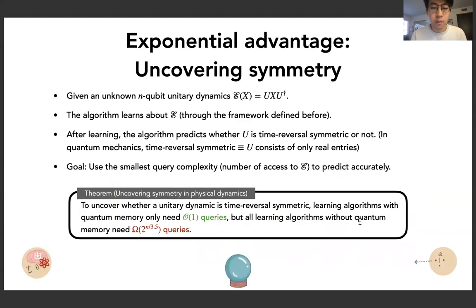Particularly, we show the following theorem. We show that to uncover whether a unitary dynamic is time reversal symmetric, note that in quantum mechanics, time reversal symmetry means the unitary only contains real entries. Then what we showed is that learning algorithms with quantum memory only require a constant number of queries, but all learning algorithms without quantum memory will require an exponential number of queries.